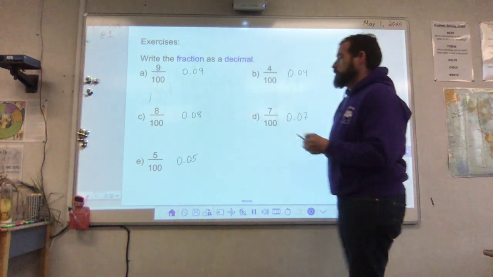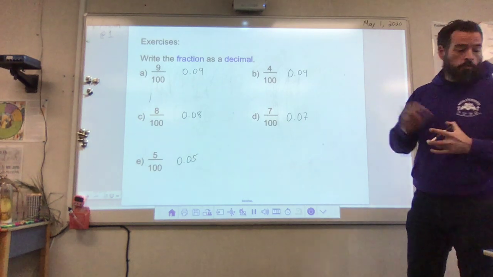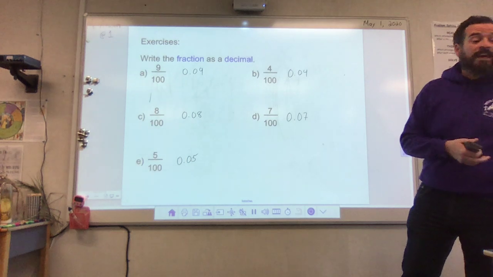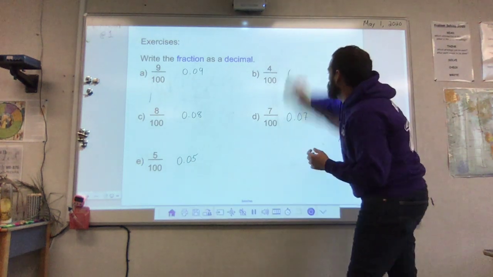So just remember that when you're dealing with hundredths, if the number is less than 10, you're going to have a 0 right after the decimal point because you don't have any tenths.